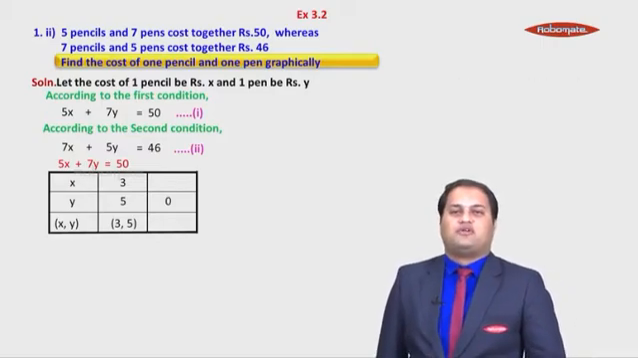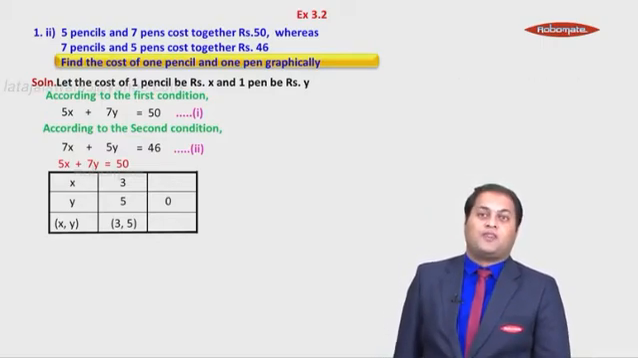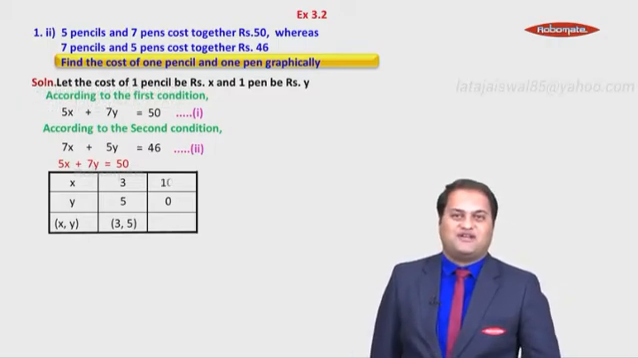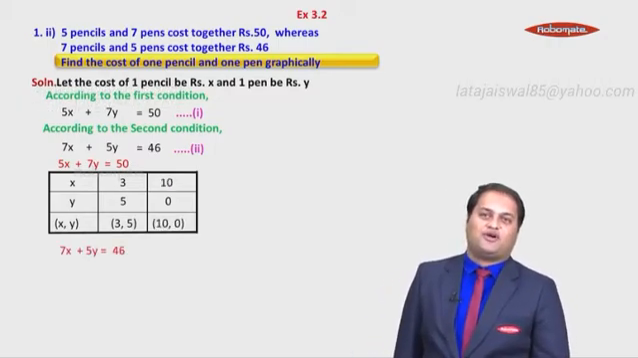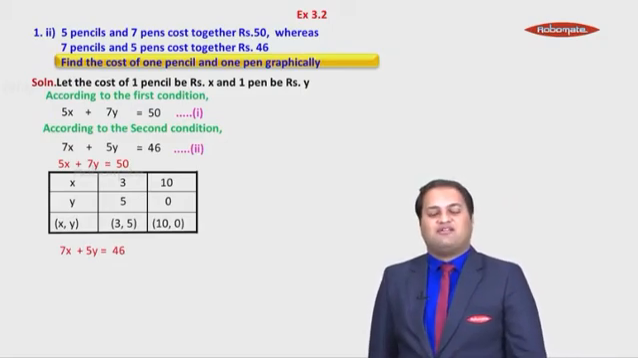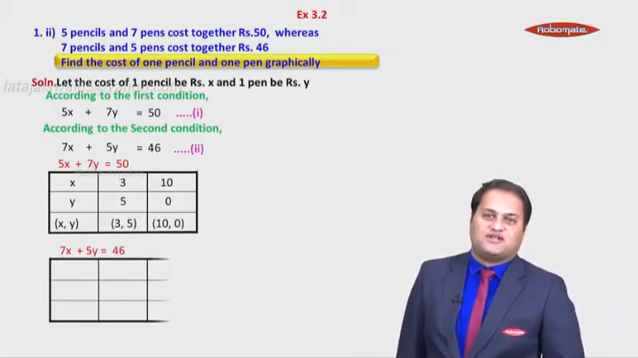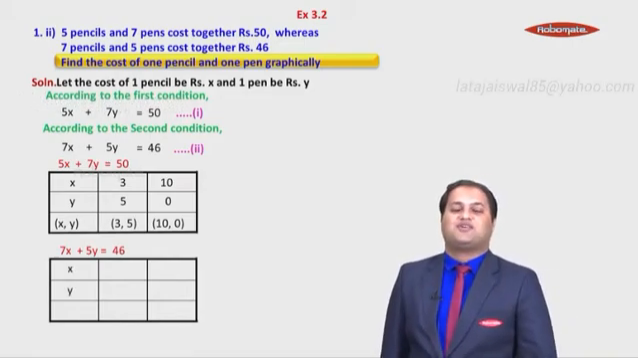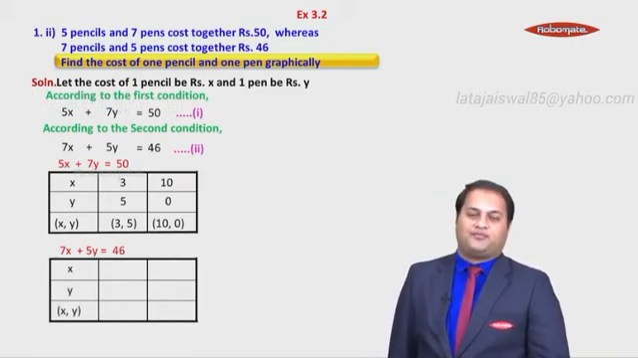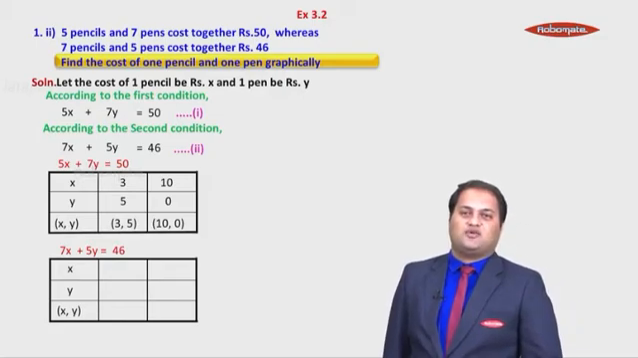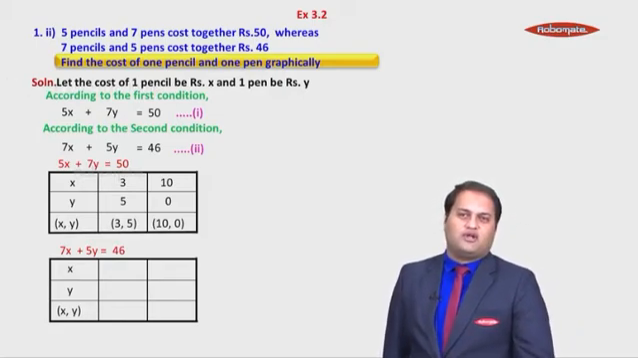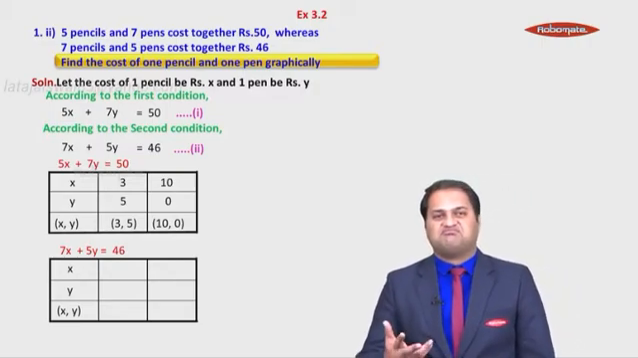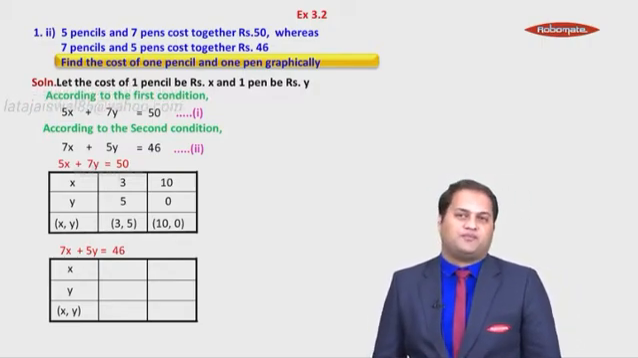Let's see what happens when we substitute y is equal to 0. Thankfully, when y is equal to 0, you get 5x is equal to 50. So x is equal to 10. You can very much plot it on the graph paper. Now the second equation, 7x plus 5y is equal to 46. Let's see what this equation has in store for us. First, let's take x is equal to 0. Now again, when you take x is equal to 0, you get 5y is equal to 46. Can't be plotted on the graph paper.